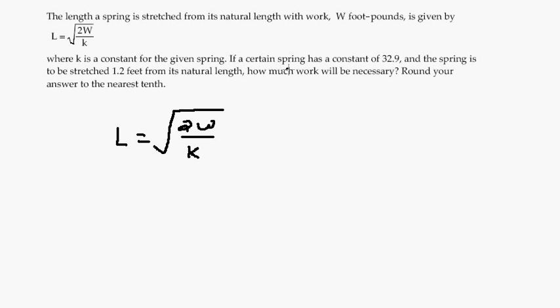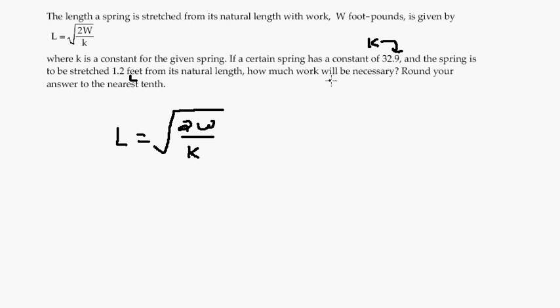Alright, let's continue reading. If a certain spring has a constant of 32.9, so what's that 32.9? Is it K? Is it L? Is it W? Hopefully you said that is K. That's where we're going to put the K value, 32.9. And the spring is to be stretched 1.2 feet from its natural length. What's the 1.2 feet? L or W? Hopefully you said L. That's the length that it's being stretched.